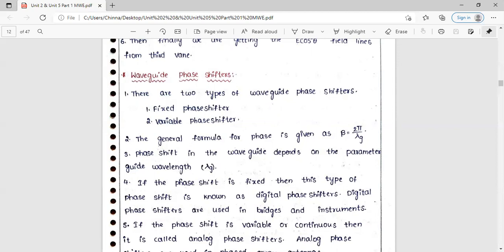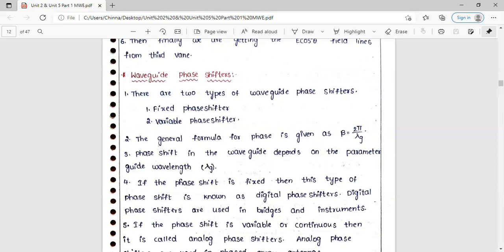Coming to the phase shifters, we have two types of waveguide phase shifters: one is the fixed phase shifter and the second is the variable phase shifter. In attenuation, we measure the power of the signal, the gain or loss. But in the phase shifter, you are maintaining the phase of the electromagnetic wave propagated in the waveguide. So here it deals with the phase of the signal.